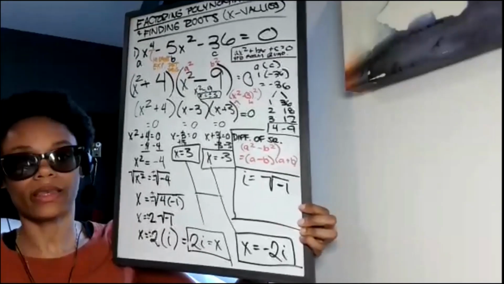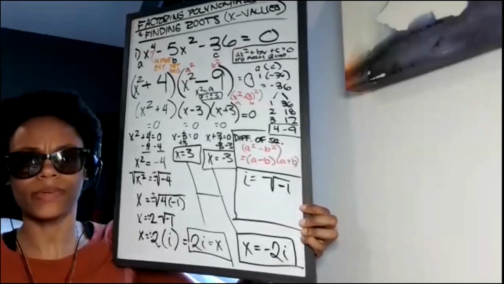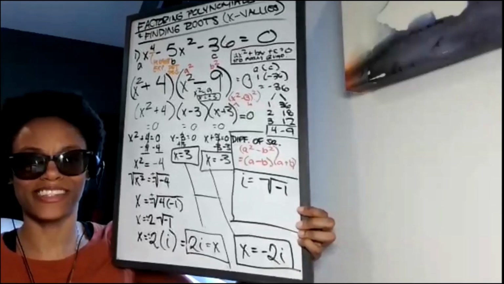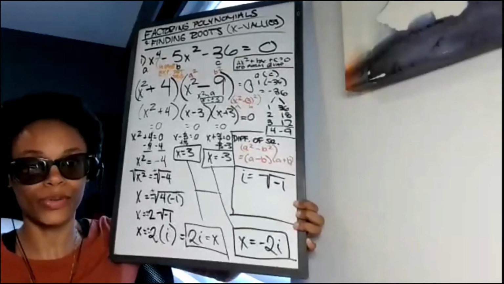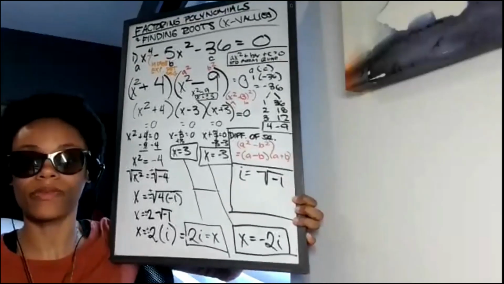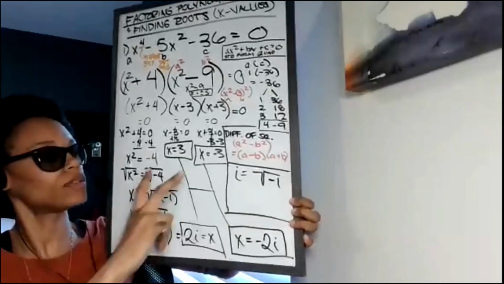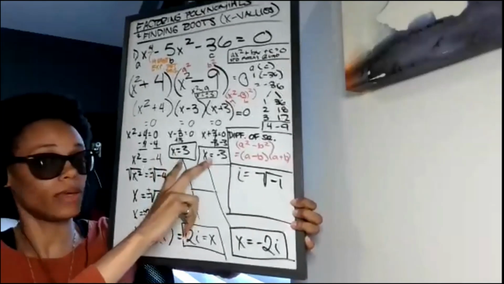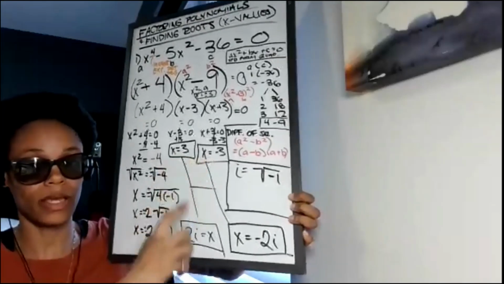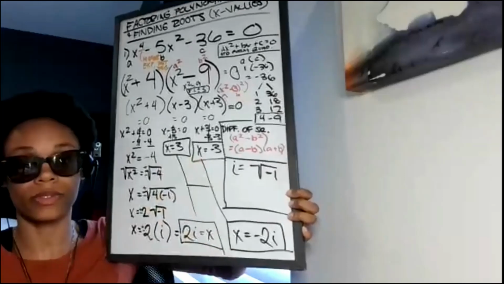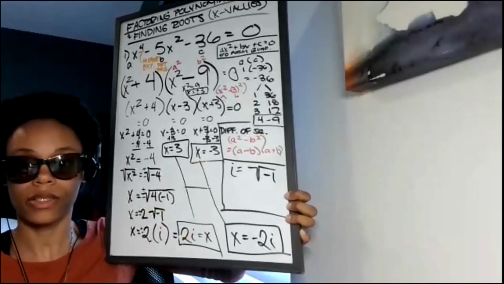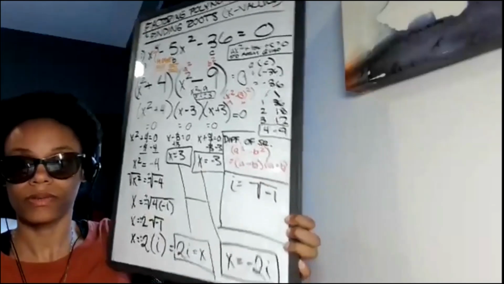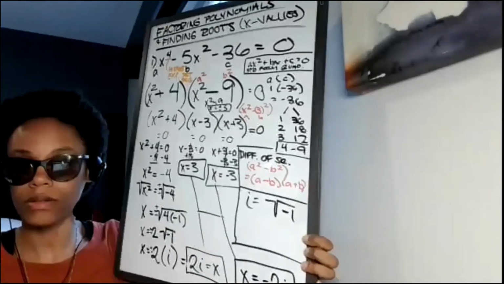Actually, let me rewind. Before we move on, I want to show you what are we solving for? What do these x values mean? What are roots of a polynomial function? You should have this down. We had x equals 3, x equals -3, x equals 2i, x equals -2i. So I'd like to show you what those are.